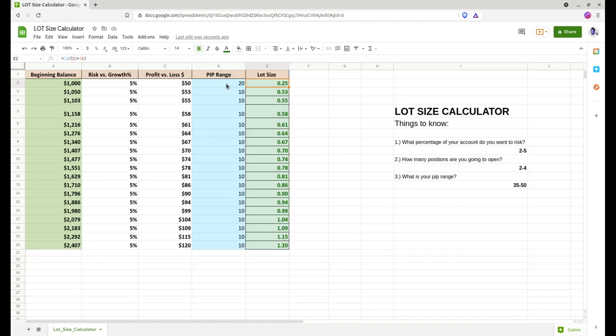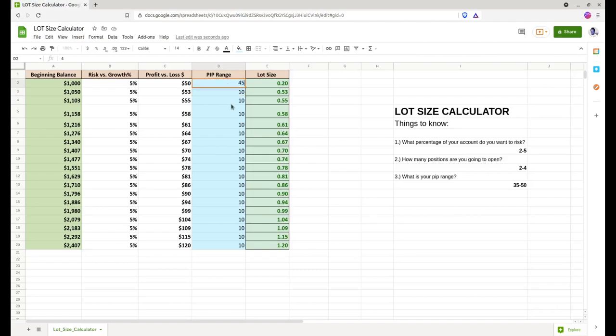So if you're in the trade and, for instance, let's increase this again, let's go to 25. When your pip range is now 25, you see your lot size reduces. You see how that works? Your lot size reduces. So you are always in a position, using this spreadsheet, to determine what lot size you need to get in on in order to maintain that 2% to 5% account risk. Again, I cannot stress this enough. You do not want to surpass 5%.